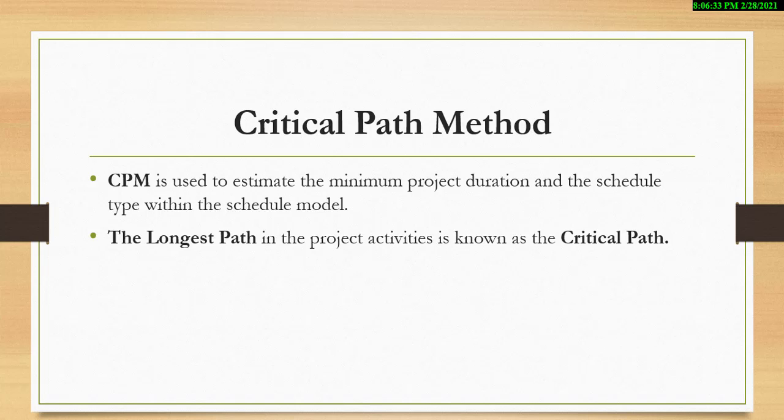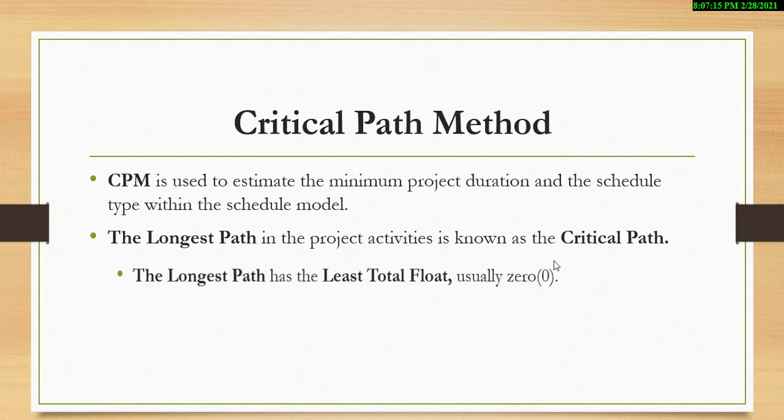Now, the longest path in the project activities is known as the critical path. So when you have, let's say, two activities within a WBS, within these two activities, the one that has the longest duration is known as the critical path.